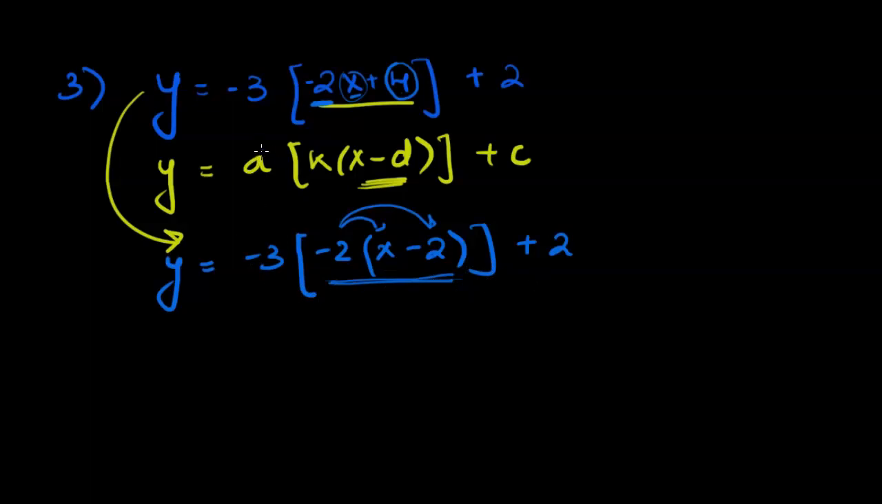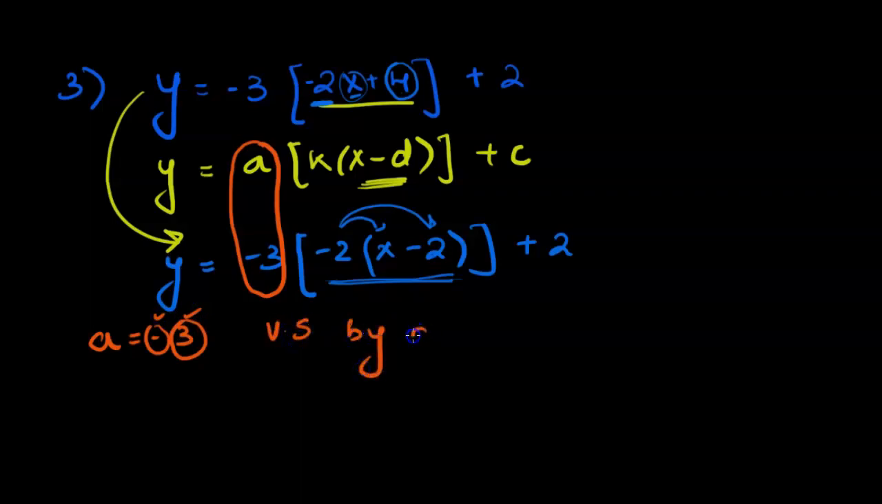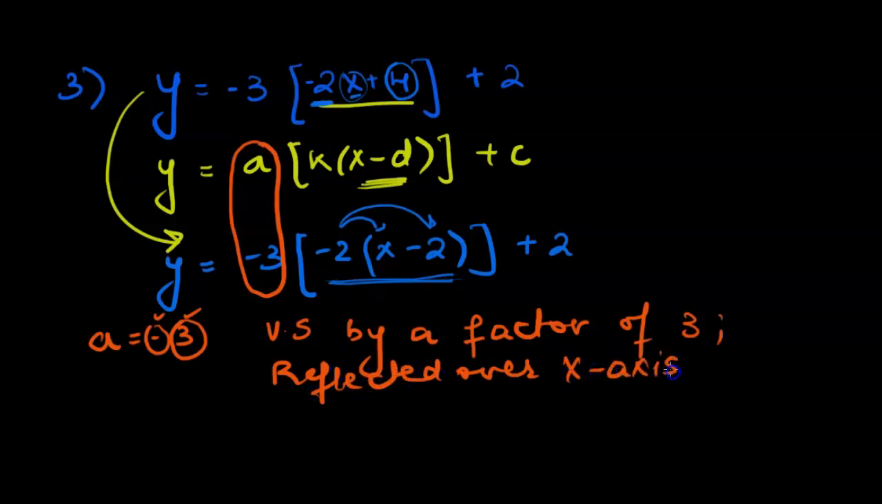Now let's find our parameters. A is equal to -3. Now A has both a negative sign and it's greater than 1. So when we are describing the value of A, we would describe both of these. We would say the graph of the parent function would be vertically stretched by a factor of 3, and also the graph of the parent function would be reflected over the x-axis. So both of these things would happen because of A being -3.